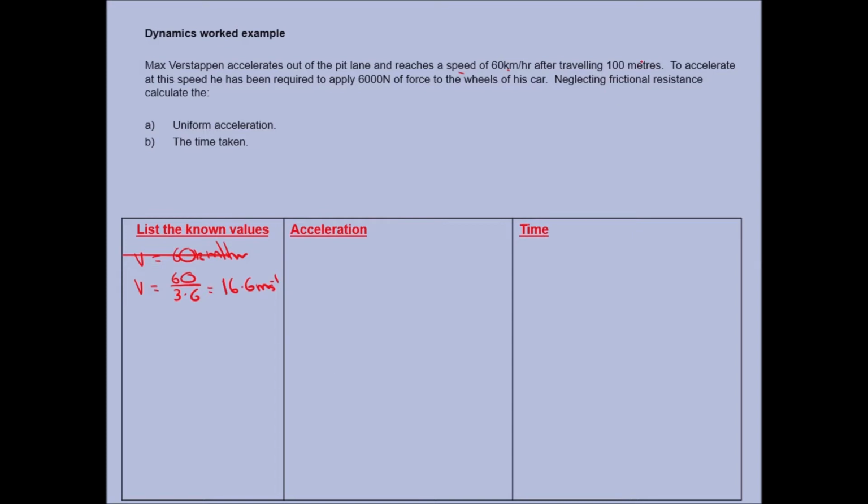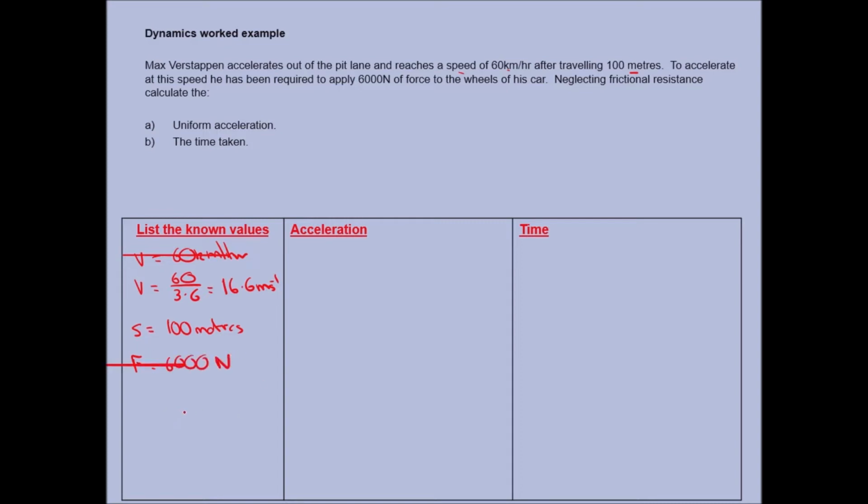Next, we'll look at our next bit of information: after travelling a distance of 100 metres. So the distance, represented by the letter S, is equal to 100 metres. Last bit of data: he's been required to apply a force of 6,000 newtons to make the wheels spin. So force is equal to 6,000 newtons.